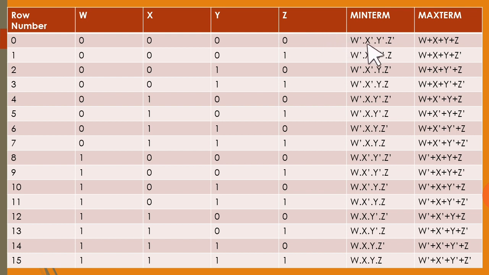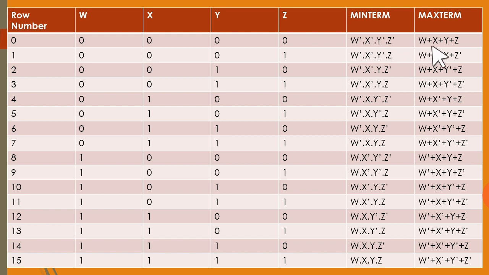And when we look at the minterm, we find that all variables are present. But what is the second thing about the minterm? The second thing is that all the zeros are complemented, or all the variables with the value 0 are complemented. So you can see that W, X, Y, Z, all the variables have been complemented. So the minterm for row number 0 is W dash, X dash, Y dash and Z dash.